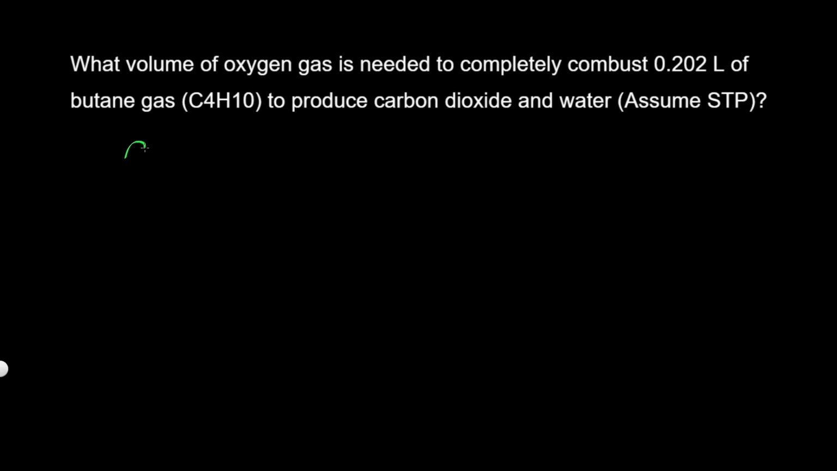So we've got butane gas, C4H10, plus, in the presence of oxygen, we're going to produce carbon dioxide and water. Okay, let's balance it. You've got 4 carbons here, so I'm going to put 4 here. And then there are 10 hydrogens there, so I'm going to put 5 here.